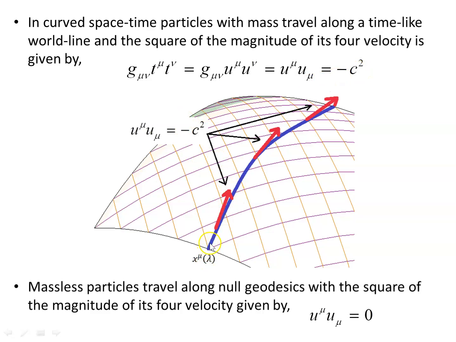But all along the world line of this particle, which is also a geodesic, the magnitude of the forward velocity is fixed, constant, this value here. I use a particular metric where the time component is negative and then the spatial components are all positive. There are other metrics where that's reversed, and so you have a plus here. All right, now massless particles travel along null geodesics with the square of the magnitude of its forward velocity given by this. So for a massless particle, the magnitude is constant, it's 0 in that case.